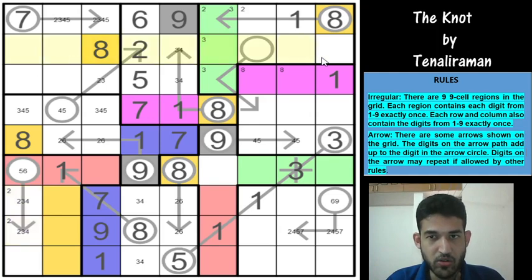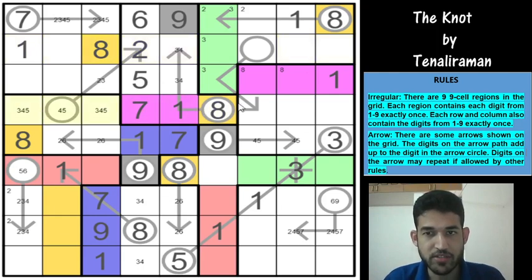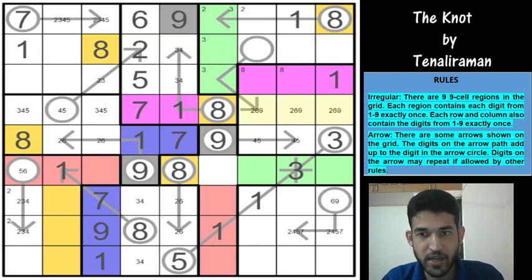And row 2 has only one cell left for the 1, so 1 has to go here, it cannot go in any of the other cells. And row 4 is almost filled, 1, 7, 8, 3, 4, 5, so we can place 2, 6 and 9. 9 cannot be on the arrow stem, which means these two cells must be a 7, 8 for the box.